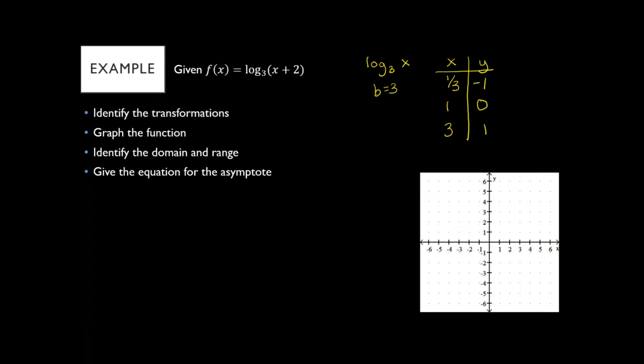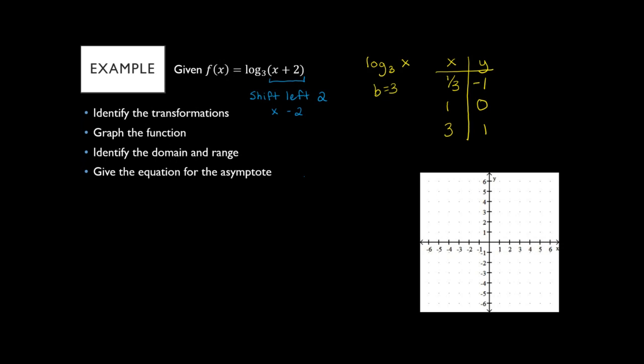So when I look at my equation, f of x equals log base 3 of x plus 2, we have one transformation here, which is from the x plus 2. And so if it's a plus, we are going left. So we are shifting left by 2 units. And so what that means as far as x is that we're taking our x values and basically subtracting 2 from them.